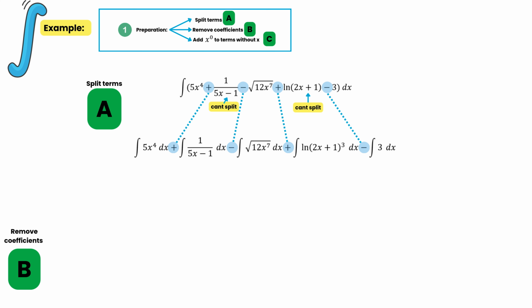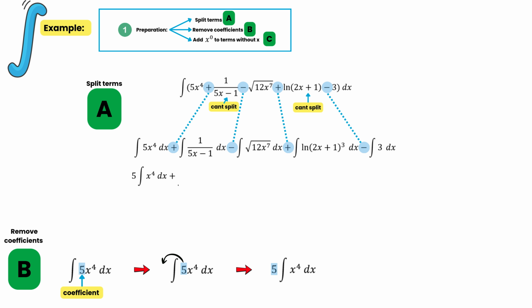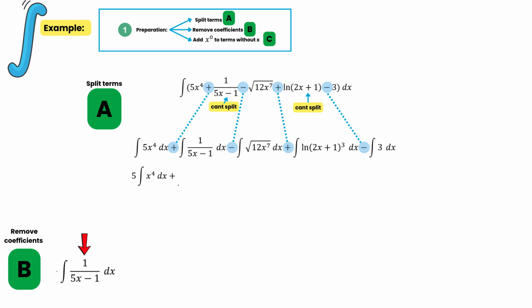Step B, preparation. Remove the coefficient. Here's how we do it. When we have an integral, we can take the coefficient, the number attached to the variable, out in front of the integral. This is an important step because it helps us match our keys. So, looking at the first term, we see the coefficient is 5, remove it, and place it in front of the integral. The second term doesn't have a removable coefficient. With fractions, it's very important to have a 1 over the denominator for it to match our keys.